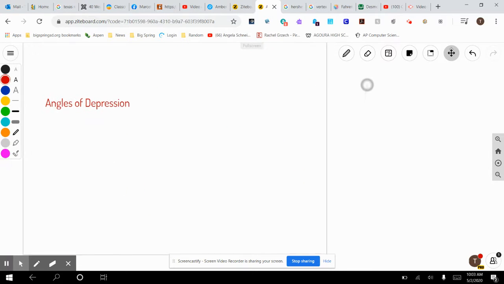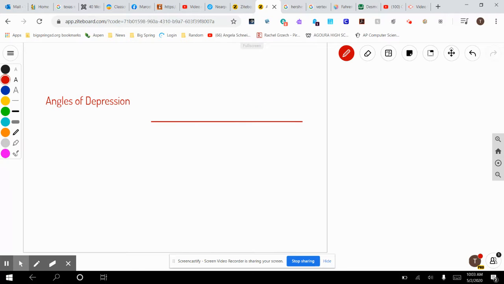An angle of depression, this is the one that sometimes confuses people. Think about you standing on top of something and you're looking down at something. Okay? The angle of depression is the angle that you look down at. So that's different. So they go in two different spots.